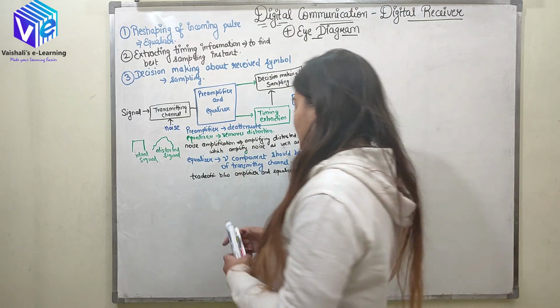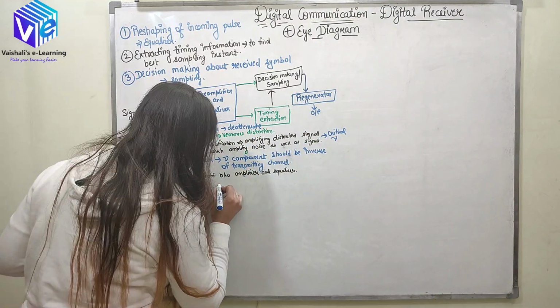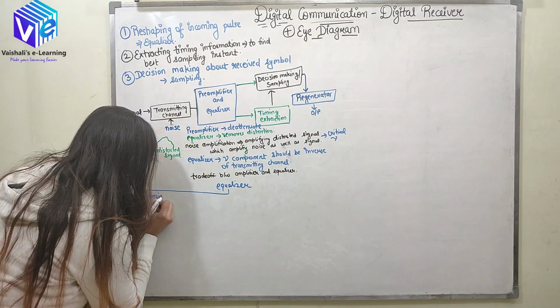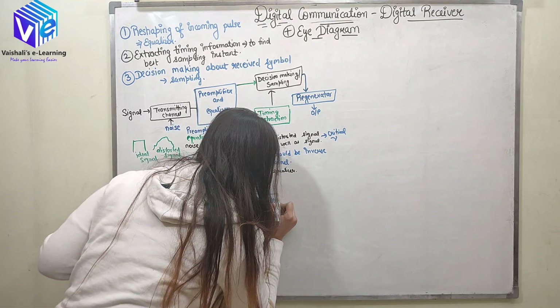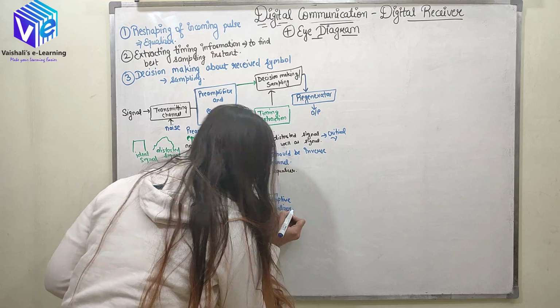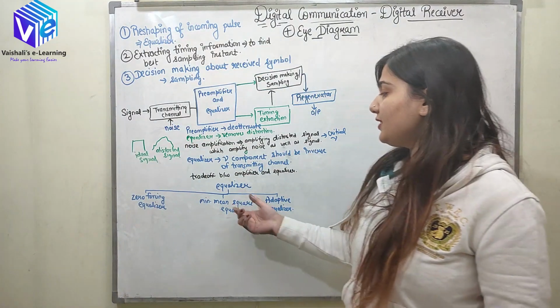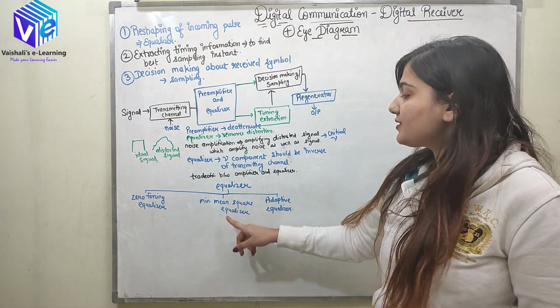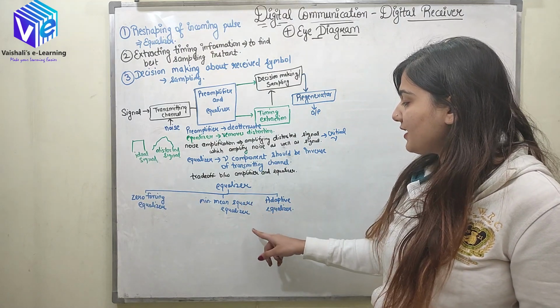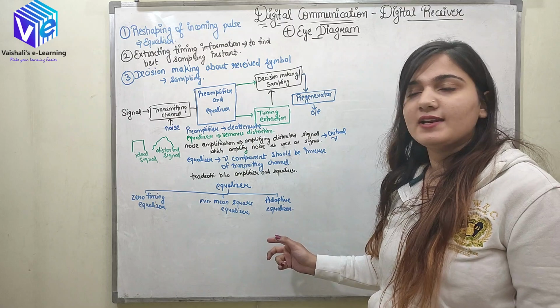So now coming to the equalizer. We have three types of equalizer. First is zero forcing equalizer, second minimum mean square equalizer, and third adaptive equalizer.